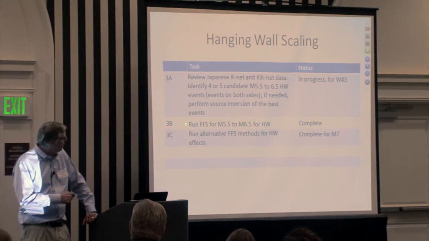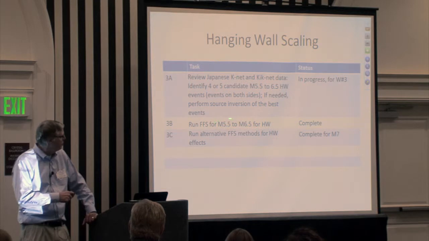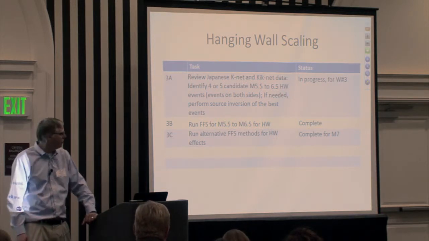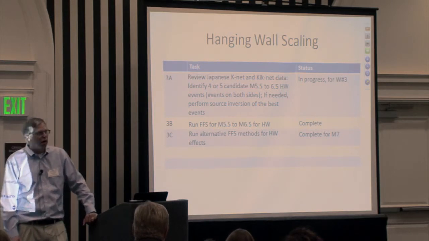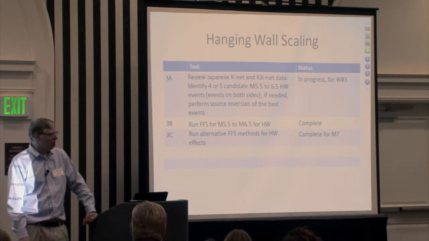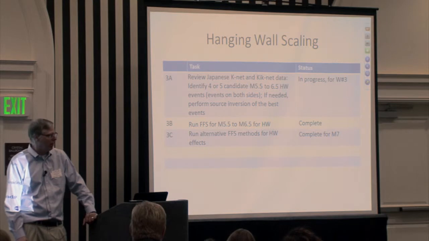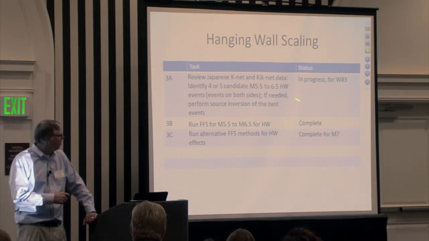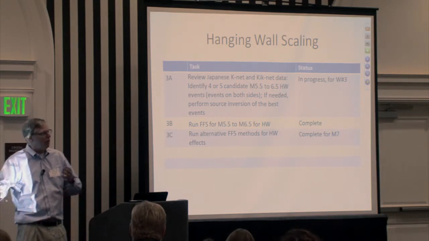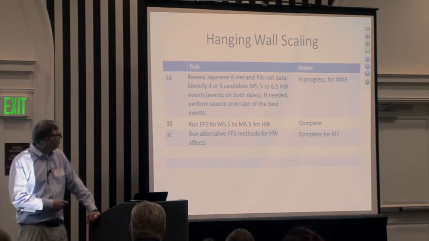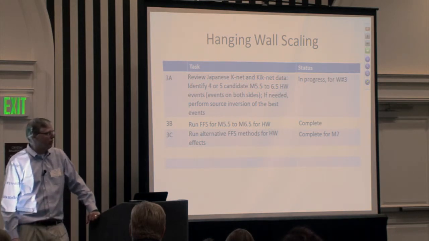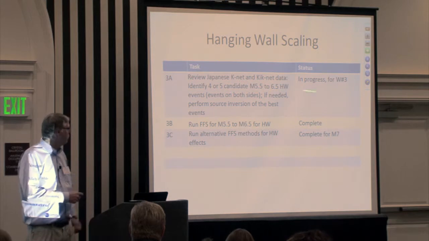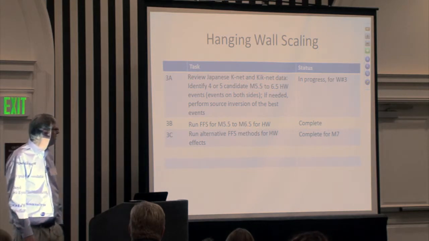Then we're looking at running the finite fault simulations to look at how they behave in terms of predicting hanging wall effects going down to magnitude 5.5. So those runs have been done. I should say initial set complete, and we'll be talking about that at this workshop. And there are some interesting issues that start to come up, as it becomes not simply the geometrical effect we've talked about in larger magnitudes, but maybe a little more complicated than that.